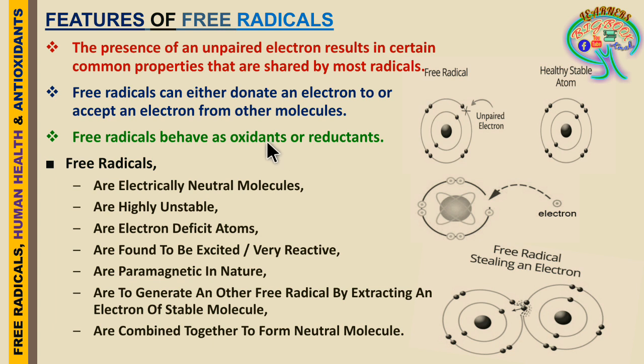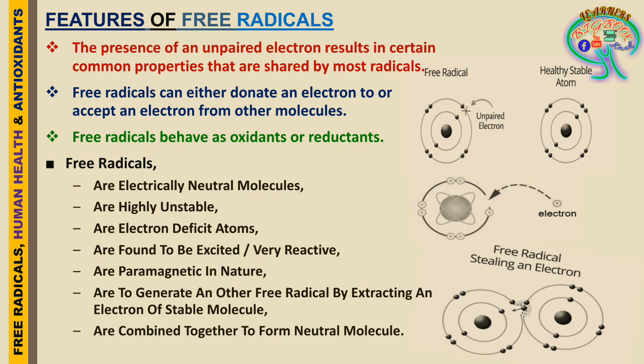So there can be the oxidation process during the reaction of the free radical with the molecule or the molecular structure of any of the compounds within the body, or it can be the reductant. They can reduce themselves. Let me discuss some more free radical features. These can be features like they are electrically neutral molecules, or highly unstable, or electron deficit atoms or molecules, are found to be excited or very reactive or paramagnetic in nature, or to generate another free radical by extracting an electron of a stable molecule, and the last one, they combine together to form a neutral molecule.